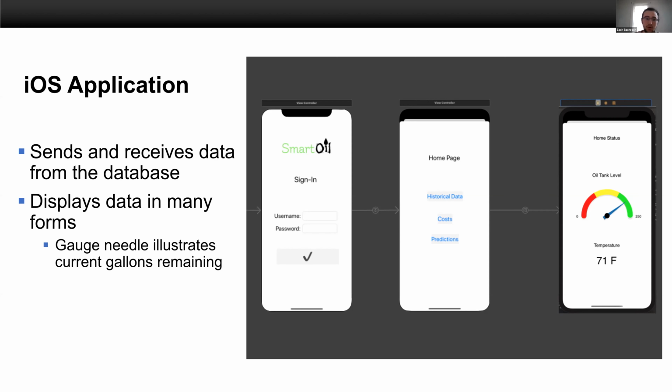But the basic purpose of the application was to send and receive data from the database, so that we could display data for the user to see. For example, on the right, you'll see the oil tank level and the temperature of the heating zone in that house.